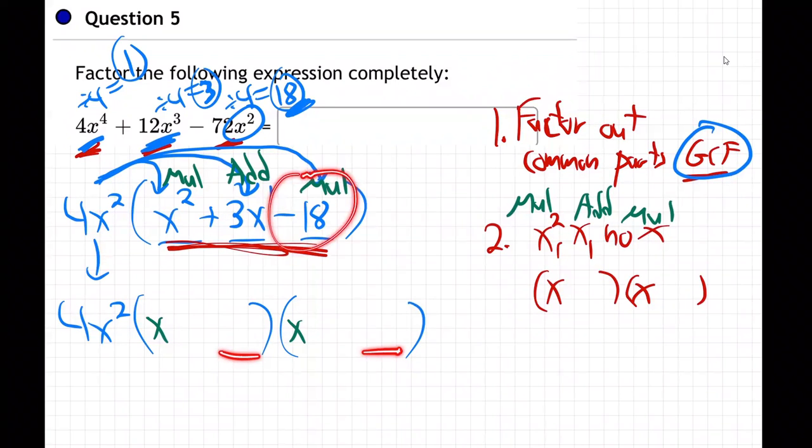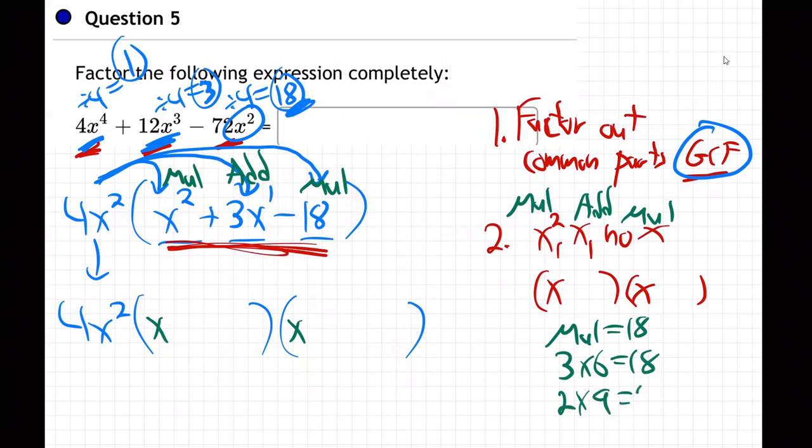What times what is 18? Well, a lot of things. What multiplies to be 18? 3 times 6 is 18. But so is 2 times 9. So is 1 times 18. So how do we know which pair we want? We want 3 and 6 because they have to add to be 3 in the middle.